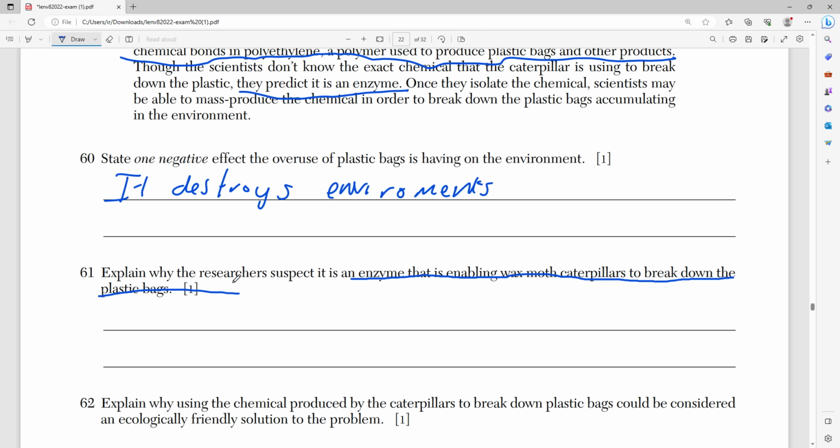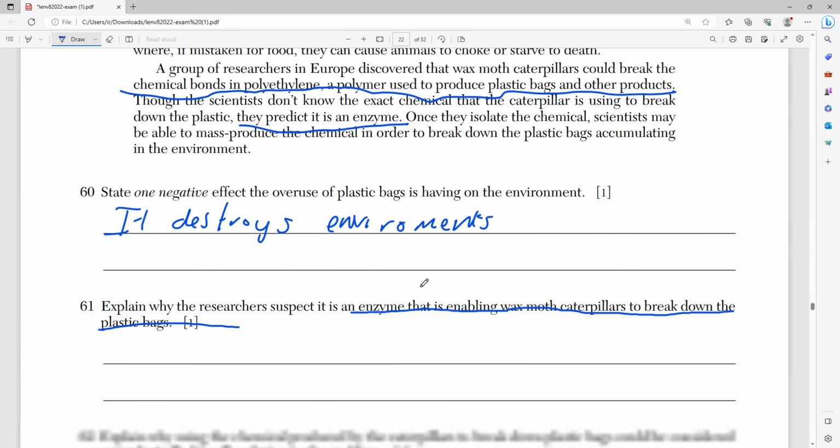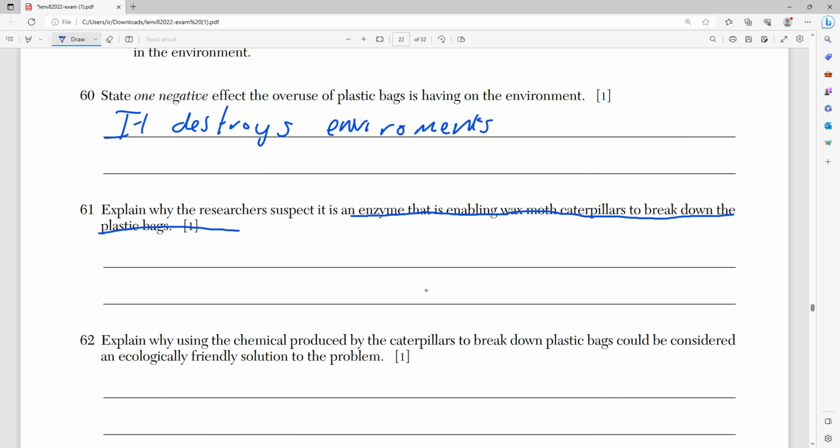So we're asking why they suspect it is an enzyme. Well, what does this chemical do? This chemical breaks down chemical bonds. So why do they suspect an enzyme? Because many enzymes are used to digest substances. Many enzymes in your body are used to actually break down many substances and break down chemical bonds. That's a main use of an enzyme.